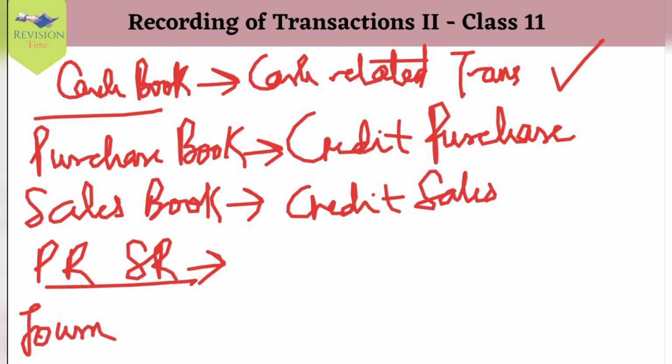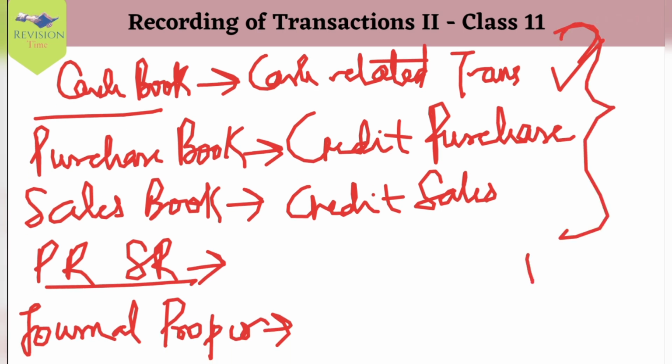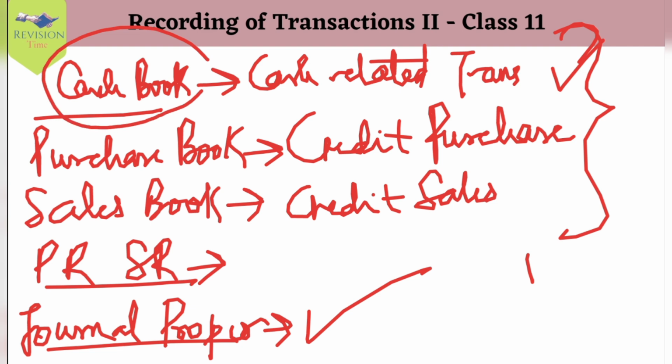Next we have journal proper. There are various transactions which are not covered under all these four books. All such transactions are to be recorded in journal proper. It may be discount allowed or depreciation, which are not considered in our cash book, purchase book, sales book, and written books. Today we will mainly look only into cash book, and all the other books we will take up in our next video.